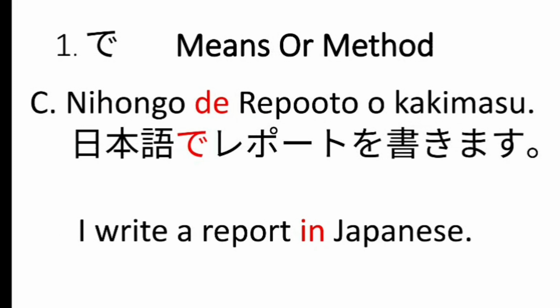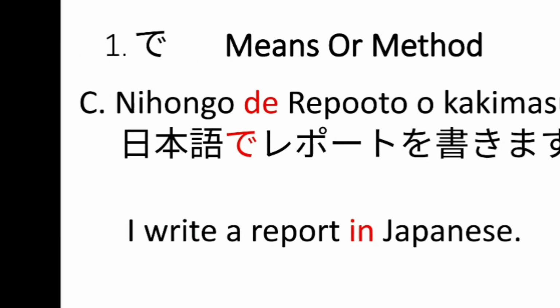Another example here is, again, a method or means. In this case, Nihongo de reporto kakimasu. I write a report in Japanese. So, how will you write the report? It will be by this method, in Japanese. Say, for example, you write it in English, or in Russian, or in Tagalog, which is a Filipino language. In this case, in the Japanese language, so it will be Nihongo de reporto kakimasu. Okay, this is again a means or method. This is just number 1.